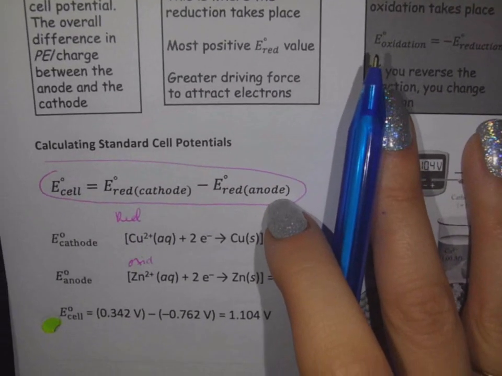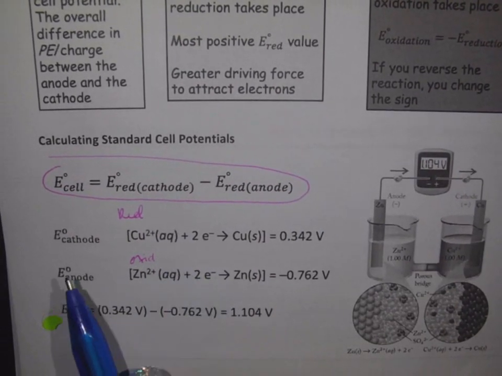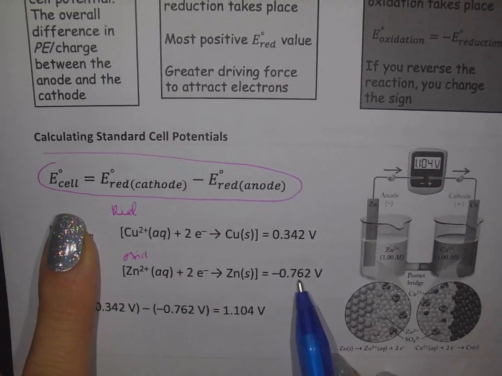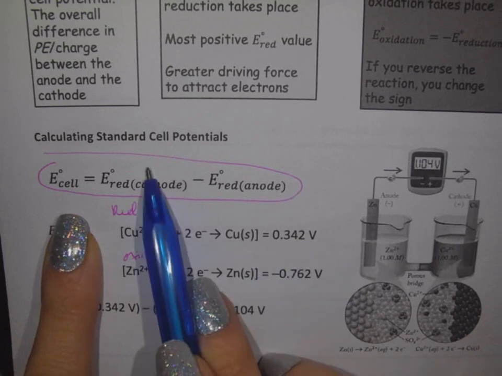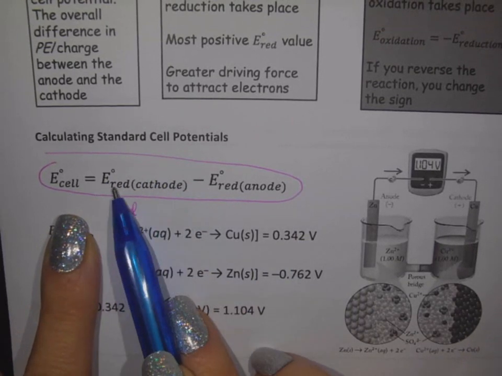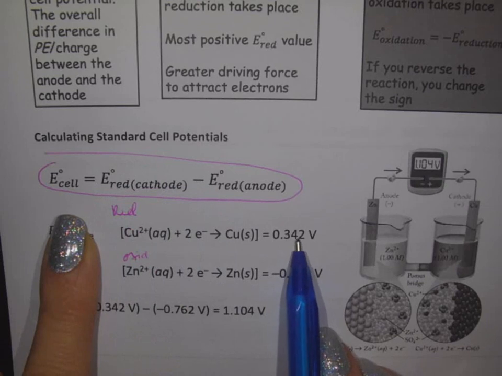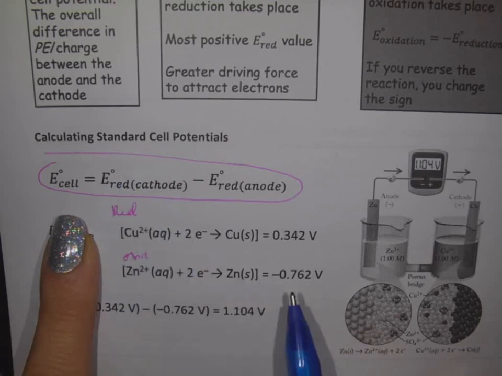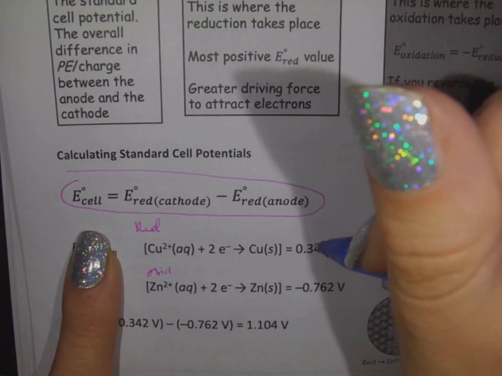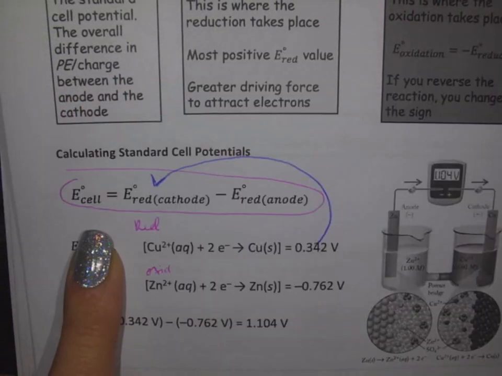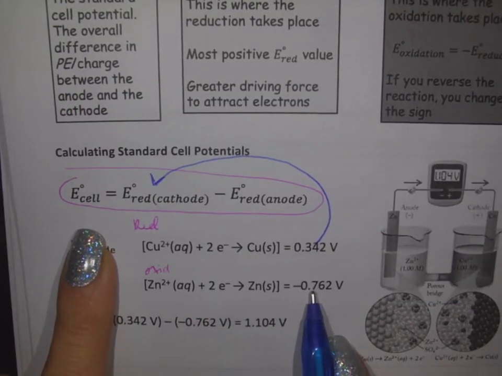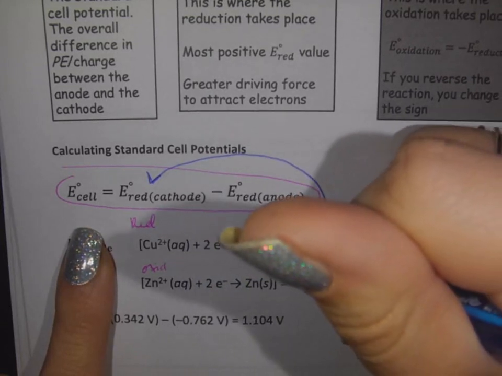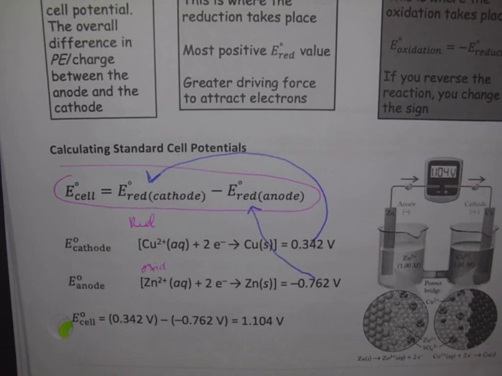So what if we have these two right here, and what if I don't tell you the cathode and the anode? Okay, I don't give you that. Which number do I want to go right here? Do I want the 0.342 volts or the negative 0.76? The first one, exactly. Okay, so I want this one to go right here. And then where this is a negative number, it's going to be minus that negative number. And so I want that one to go right there.